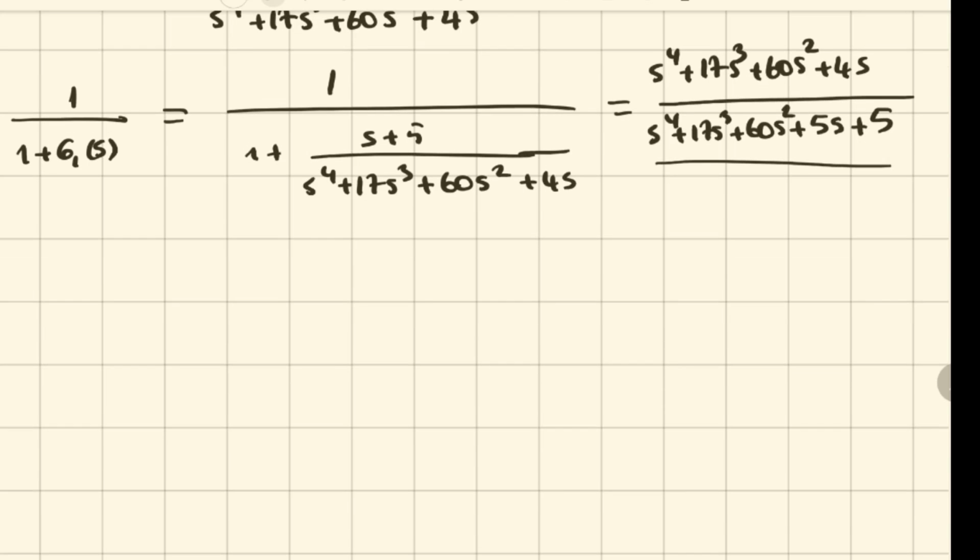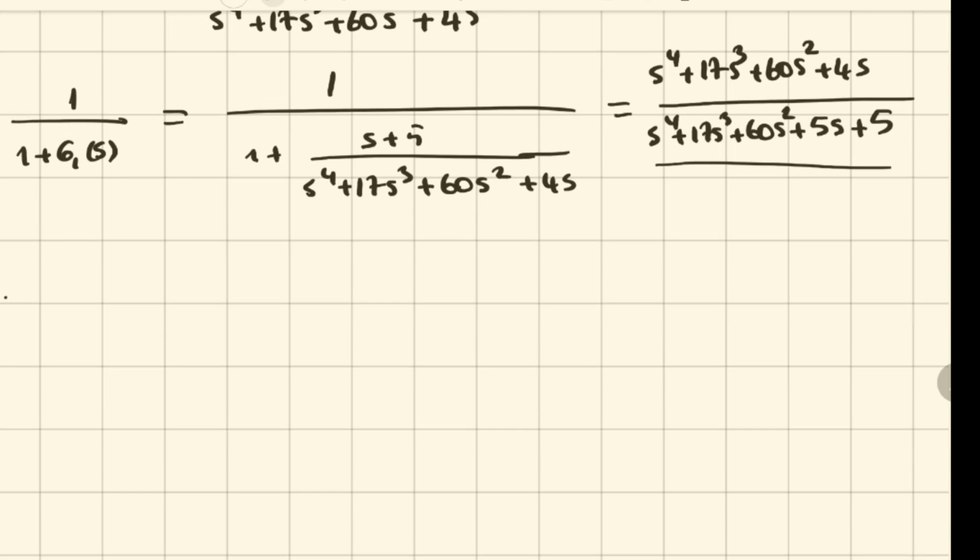So what is the steady state error now? e_ss will be equal to, first of all, 1 over s, which is unit step input.